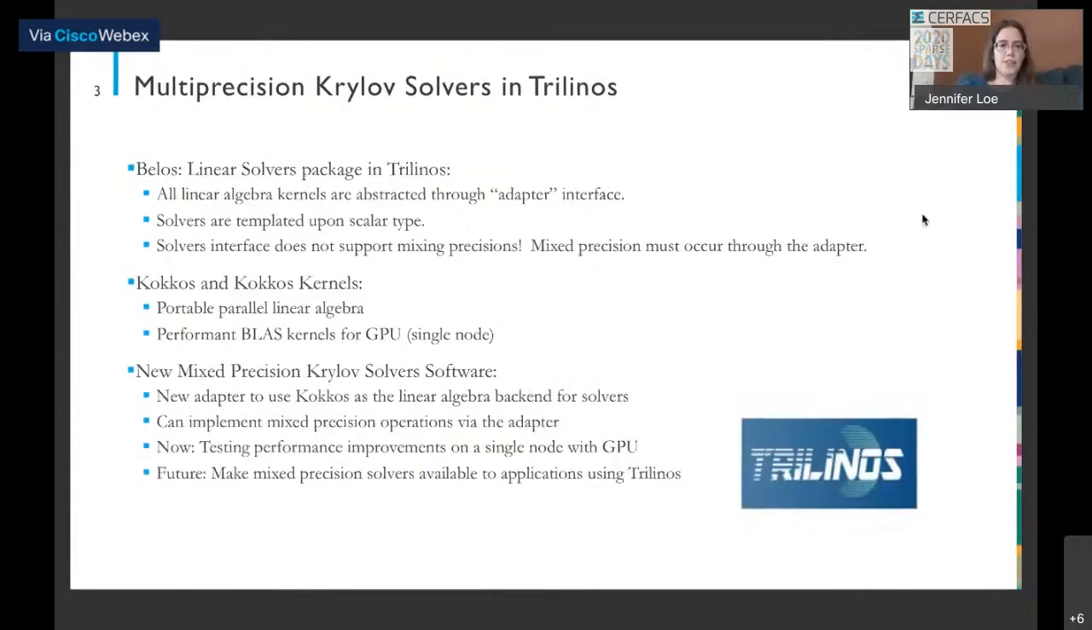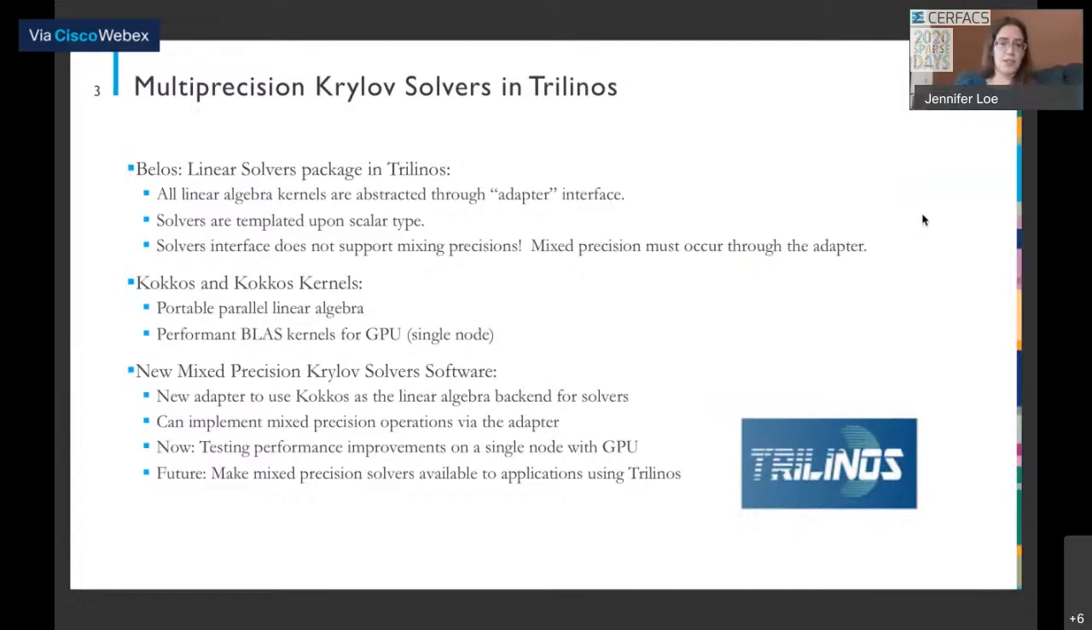Okay, so a little bit about the Trilinos infrastructure and the software that I'm working on. I'm working on Belos, which is the linear solvers package in Trilinos. All of the linear algebra kernels in Belos are abstracted through an adapter interface, so there's no linear algebra in Belos itself. You interface to whatever linear algebra software you want to use. All of the Belos solvers are templated upon a single scalar type, but unfortunately the solver interface does not support mixing precisions. So any mixed precision must occur through the adapter.